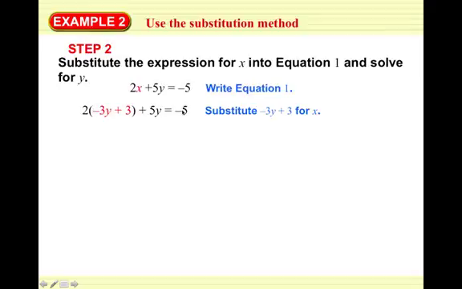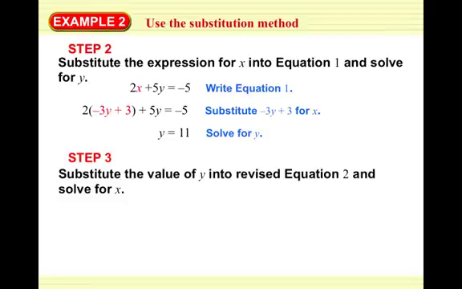So now I want to simplify and solve, so I need to distribute the 2, and that's going to give me -6y plus 6, and then plus 5y equals -5. So that would give me -6y plus 5y is -y, plus 6. I would subtract the 6 over, I'd get -y equals -11, and then divide by -1 to get y equals 11.